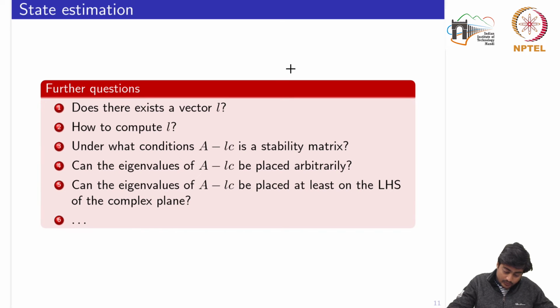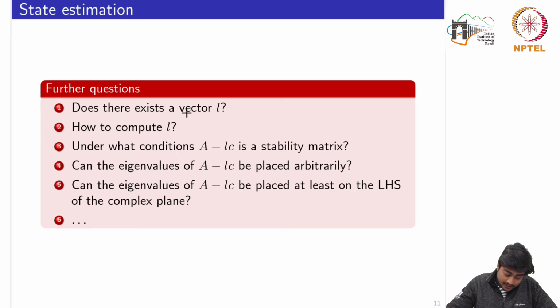So though we have reduced some of the disadvantages we had seen in the open loop estimator, and we have seen that if A minus LC is a stability matrix, then the error will converge to 0, there are further questions which arise after that formulation. First of all, we need to answer: does there exist a vector L? Because if there does not exist a vector L, you cannot introduce that term, and if you cannot introduce that term, your observer would still be an open loop observer.